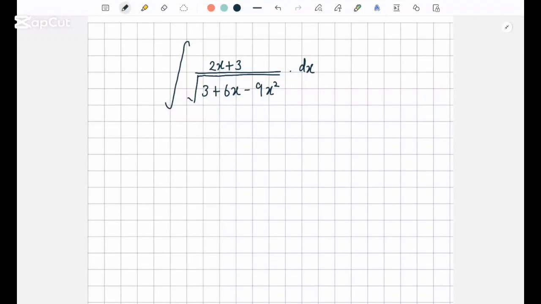Hi everyone, I'm going to show you guys how to integrate 2x plus 3 over root of 3 plus 6x minus 9x squared. So what I'm going to first do is write 3 plus 6x minus 9x squared in a completing square format. So I could write this as, first I'm going to take minus 9 out. So I could write it like this, right?